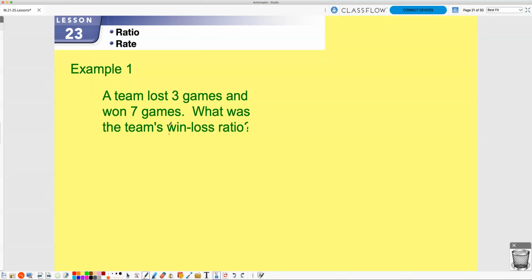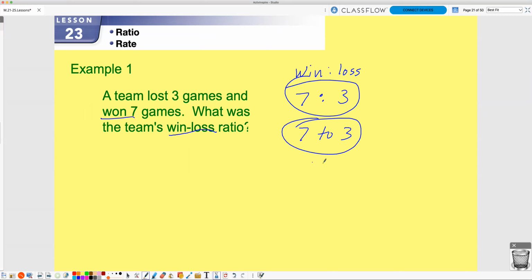So example 1, a team lost 3 games and won 7 games. What is the team's win to loss ratio? So it has to be in that order, win to loss. We can see that they won 7 games and they lost 3 games. So this would be the ratio, win to loss. It could be written like this, 7 to 3, or like this, 7 to 3. Or if you're typing it, you might think of it like this too, 7 to 3 also.